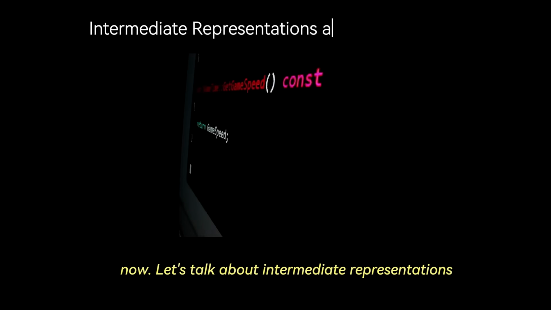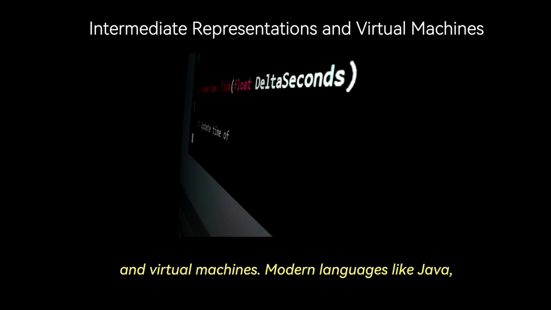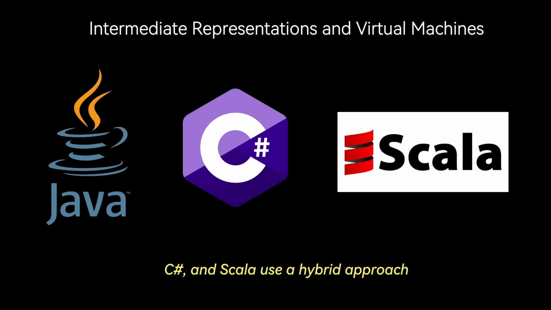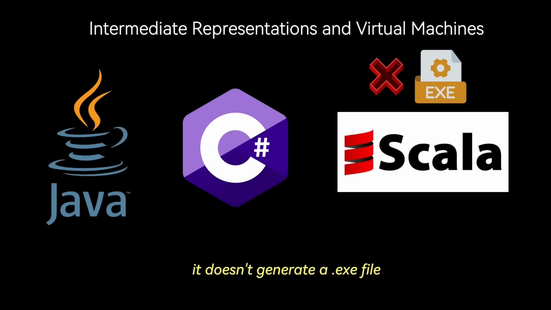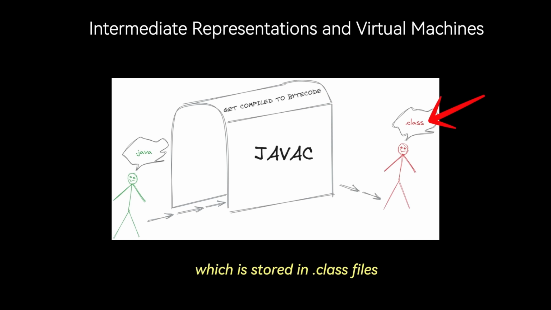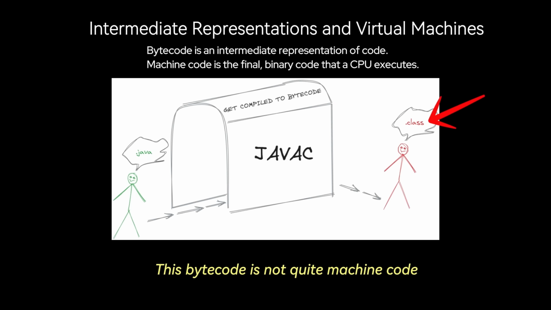Let's talk about intermediate representations and virtual machines. Modern languages like Java, C#, and Scala use a hybrid approach. When you compile Java code, it doesn't generate a .exe file. Instead, it produces bytecode, which is stored in .class files. This bytecode is not quite machine code. It's an intermediate form that runs on a virtual machine or VM.